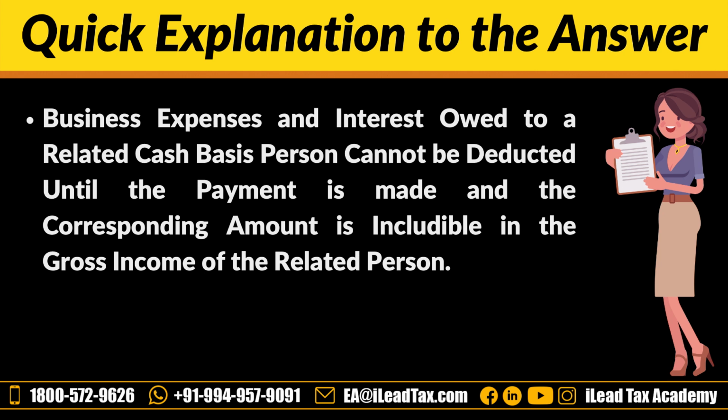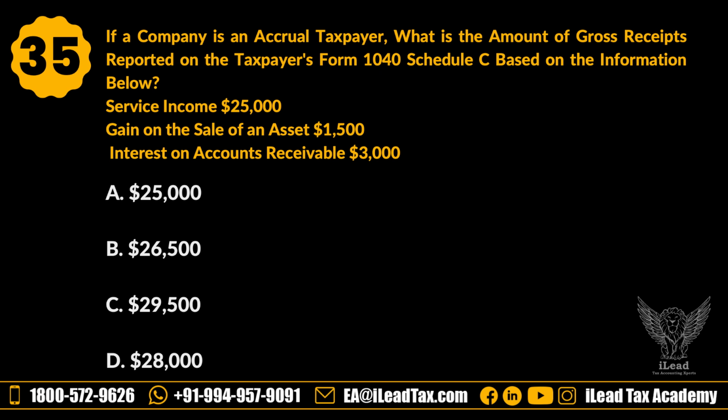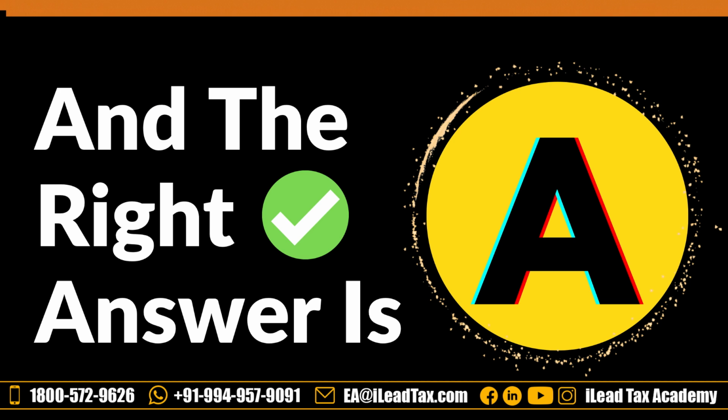Let's go to the next question. If a company is an accrual taxpayer, what is the amount of gross receipts reported on the taxpayer's Form 1040 Schedule C based on the information below? Service income 25,000, gain on sale of an asset 1,500, interest on accounts receivable 3,000. Let's see the options. Option A 25,000, option B 26,500, option C 29,500, option D 28,000. Let's see the answer. The answer is A, 25,000.